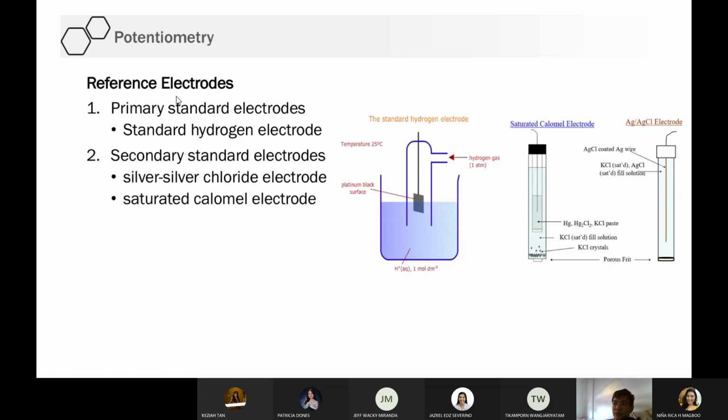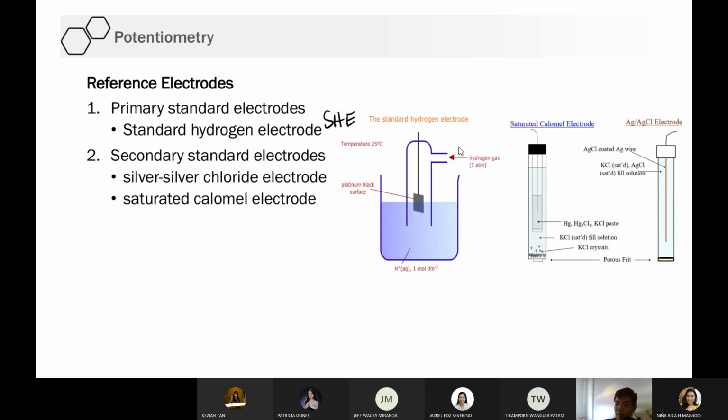For reference electrodes, we have these two. So we have the primary standard electrode and the secondary standard electrode. Okay. So for the primary standard electrode, the common electrode is the standard hydrogen electrode, or the SHE. So this is called SHE, standard hydrogen electrode.